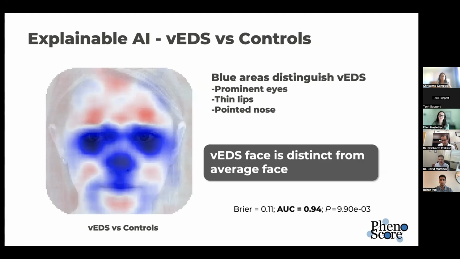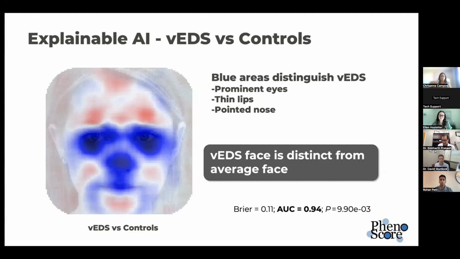So we don't really know what the AI is seeing, what pattern it's recognizing. But there have been some tools developed called explainable AI that allow us to open that box and look into what's actually driving that model. And so that's what we've done here using a framework called PhenoScore.